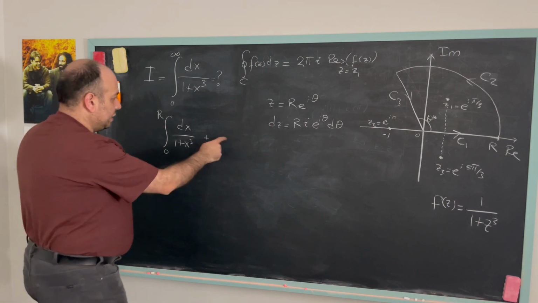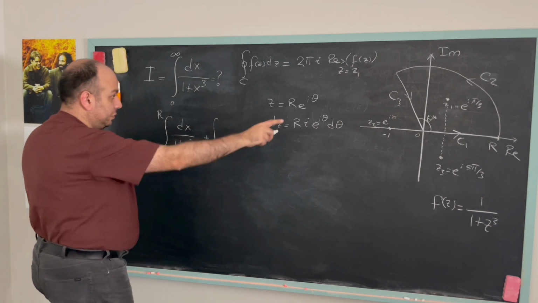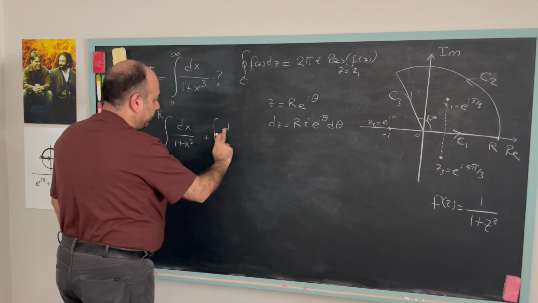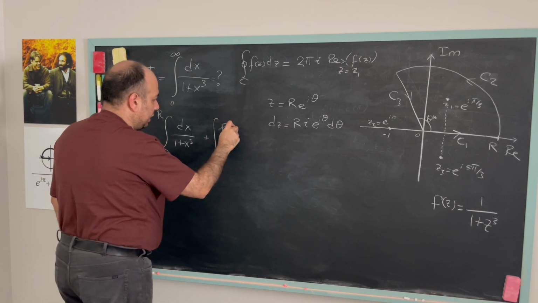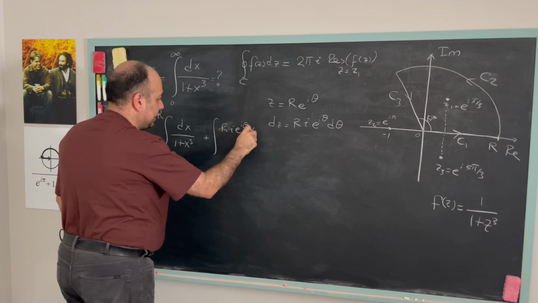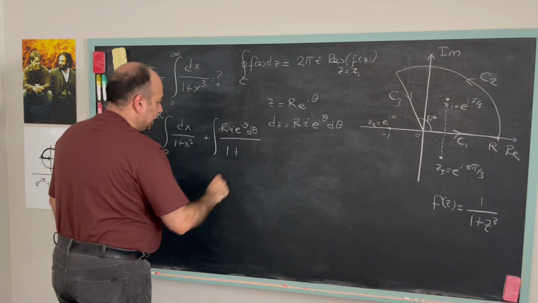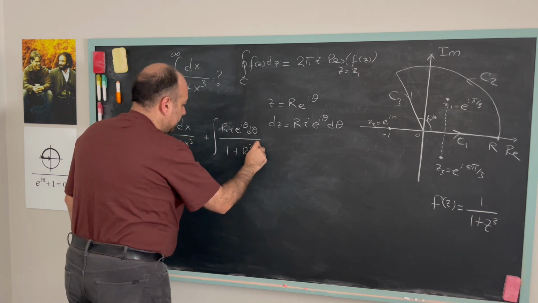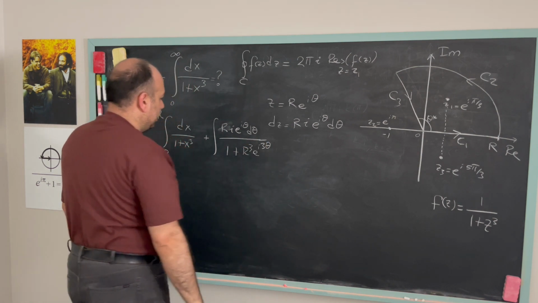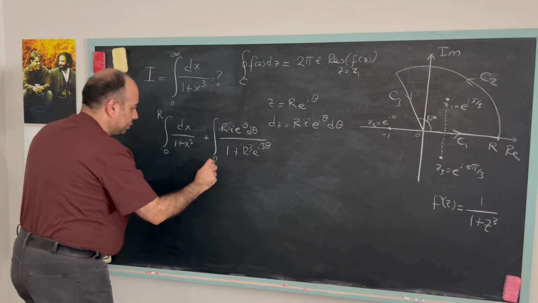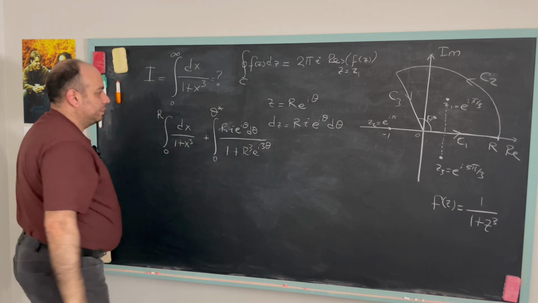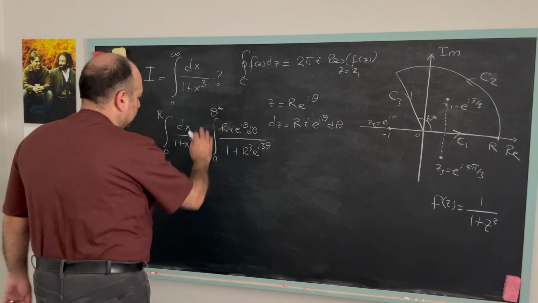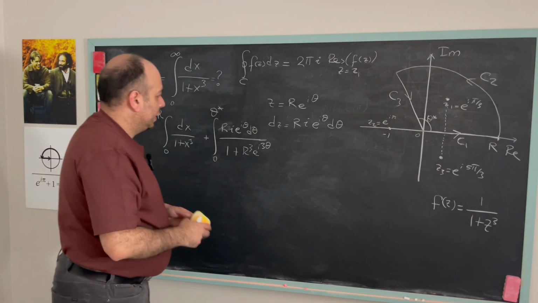So for C2, I can write r i e to the i theta d theta divided by 1 plus z cubed, which is r cubed e to the i 3 theta. Here theta changes from 0 to theta star. So far I haven't defined what theta star is, but we will do it in the next step.